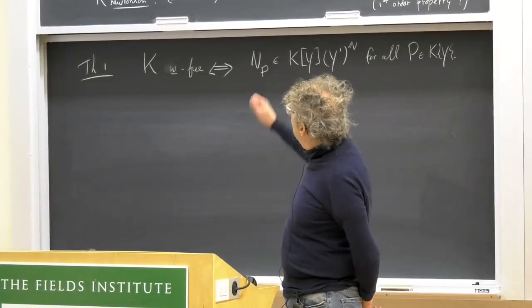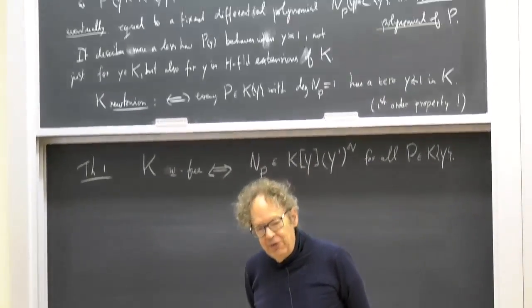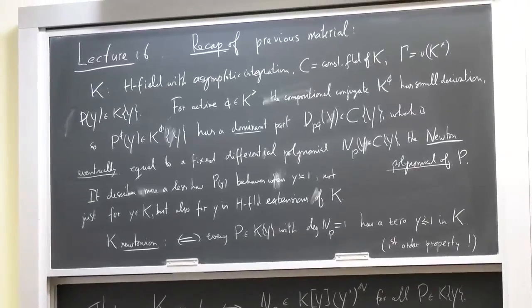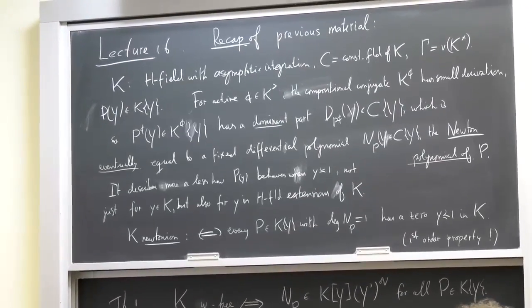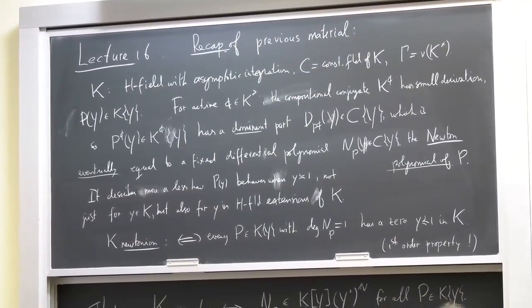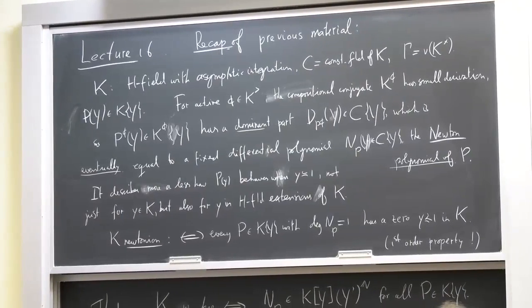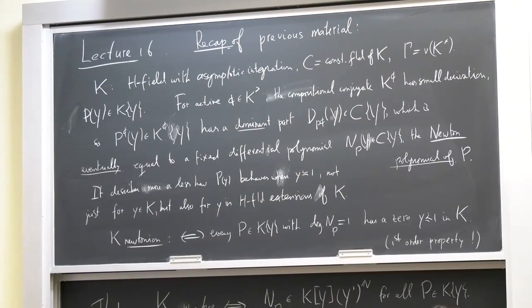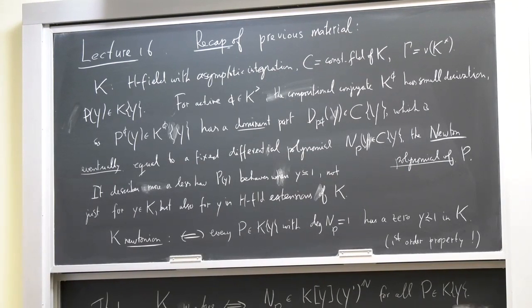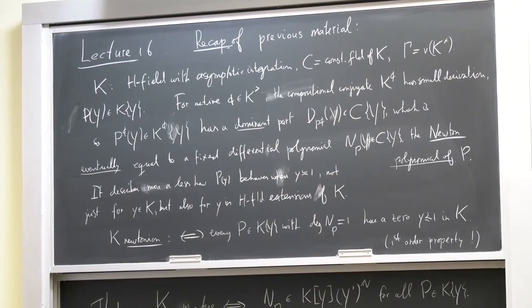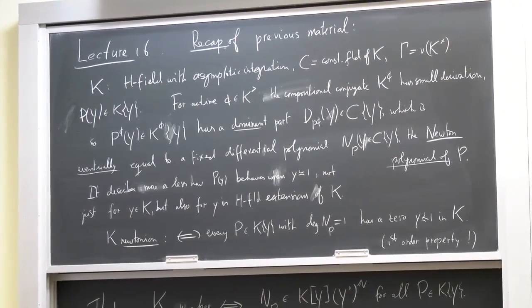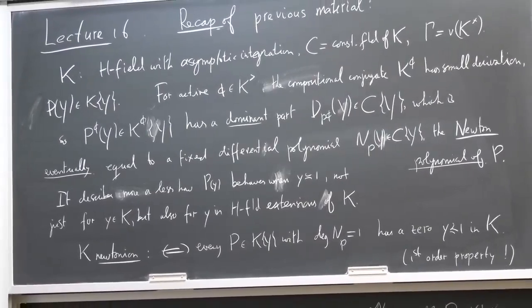Let me get started. I wrote down a brief recap of some things we did last time. K will be an H-field with asymptotic integration. C denotes the constant field of capital K, and capital Gamma is the value group for the natural valuation, where the valuation ring is the convex hull of the constant field.